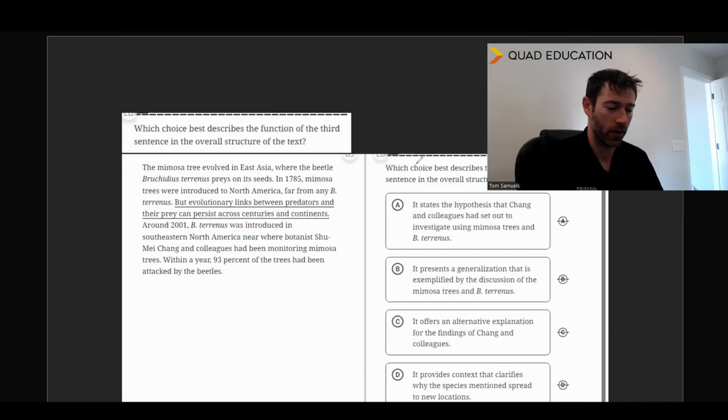I've gone ahead and moved this question over here just in case my face is in the way. So this is the question for this piece of evidence. All right, let's take a look. So which choice best describes the function of the third sentence, which they've underlined for us, in the overall structure of the text? So it's always going to be the same. What's the point of this right here? So we'll go ahead and look at the whole text.